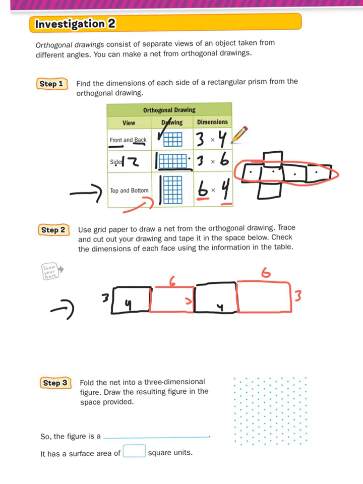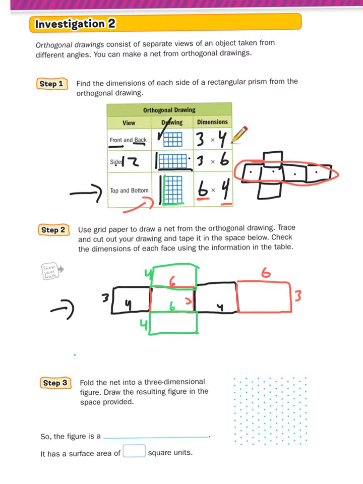So I'm going to draw it. I'm going to connect it on top and bottom of this one here. So I'll switch over to green for this. So remember, the top and bottom are 6 by 4. So that would mean if this is 6, then this would be 4. And if this is 6, this would be 4.